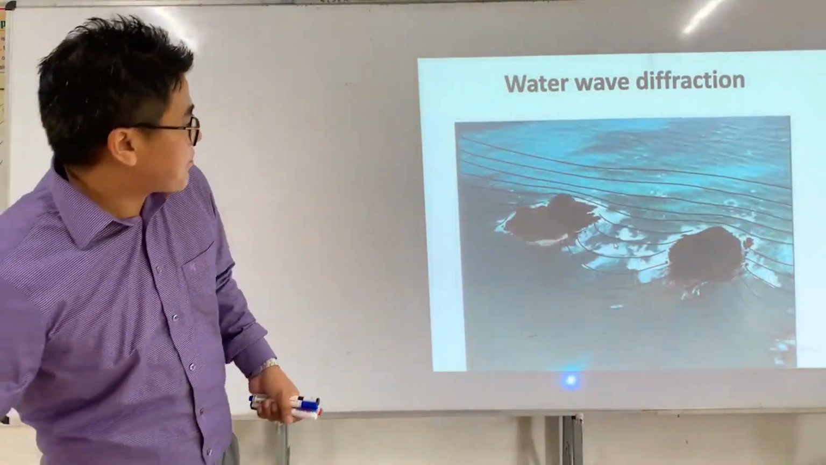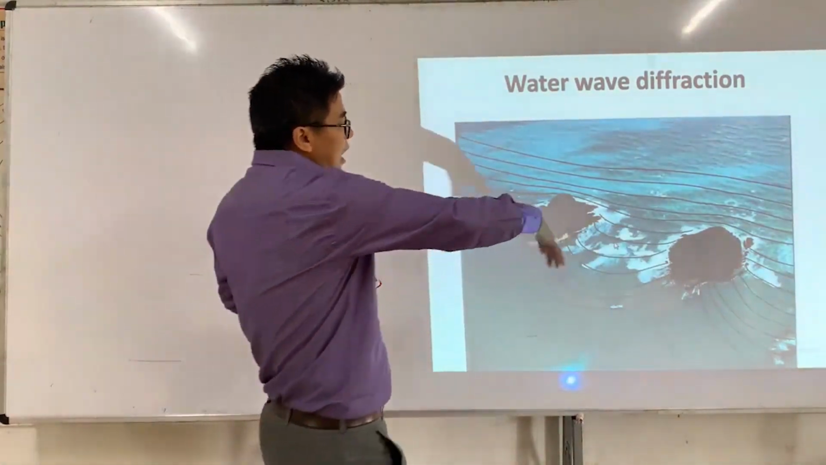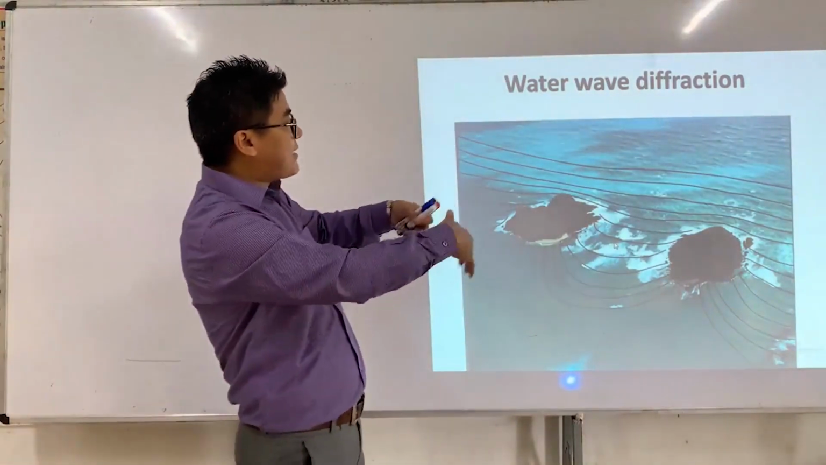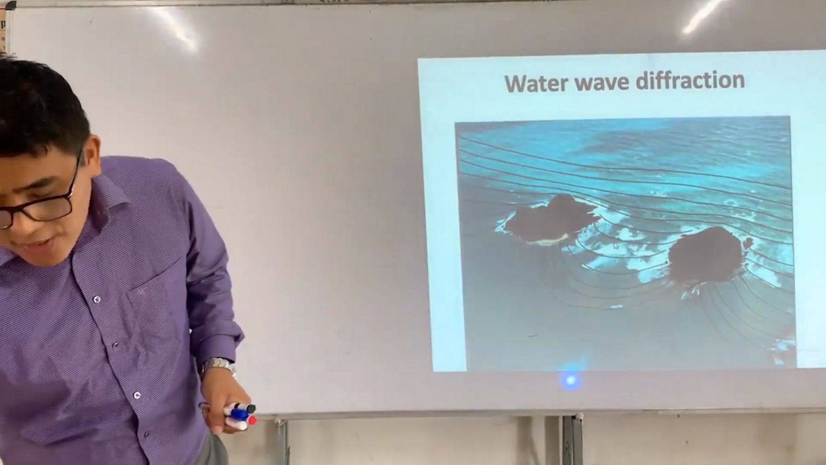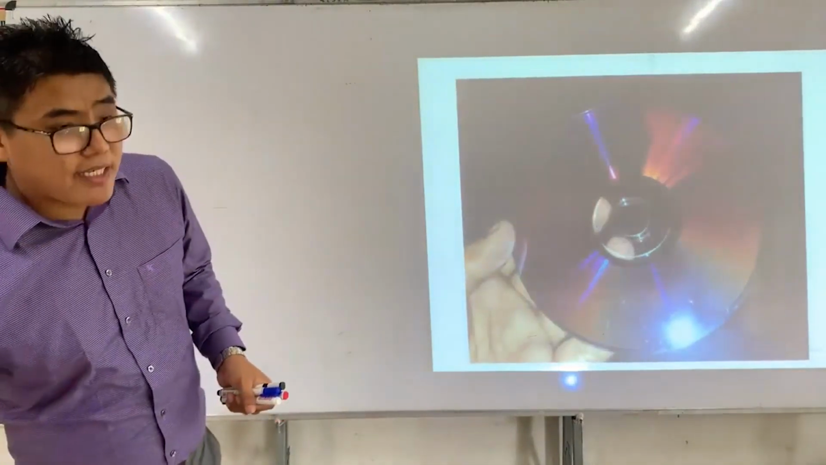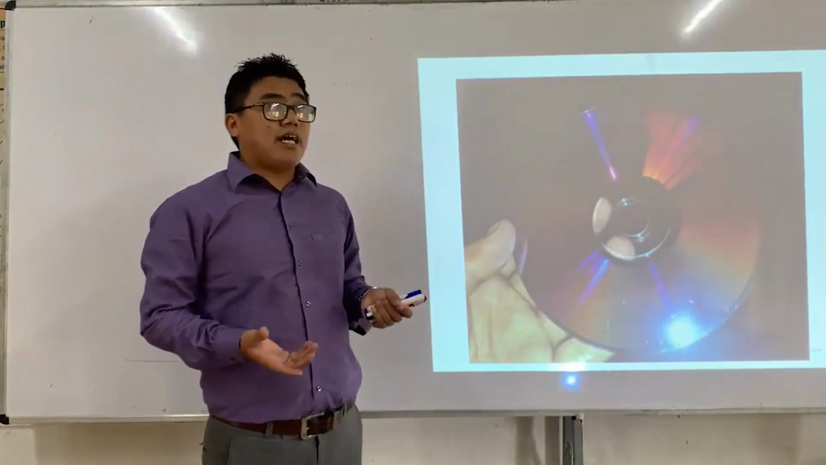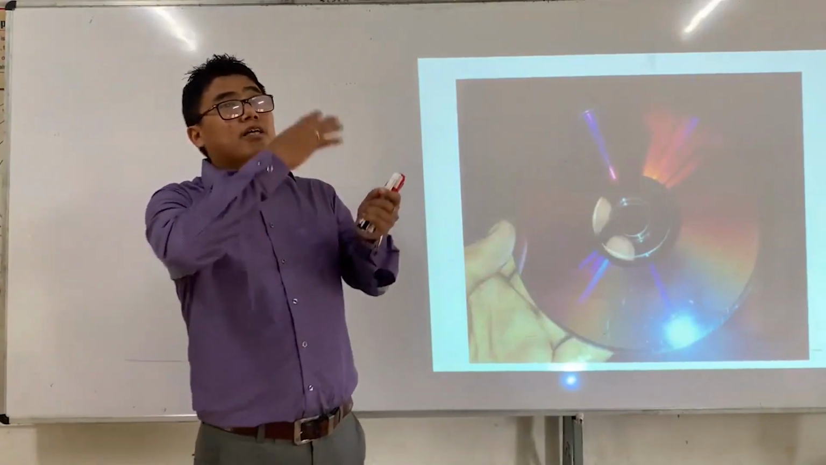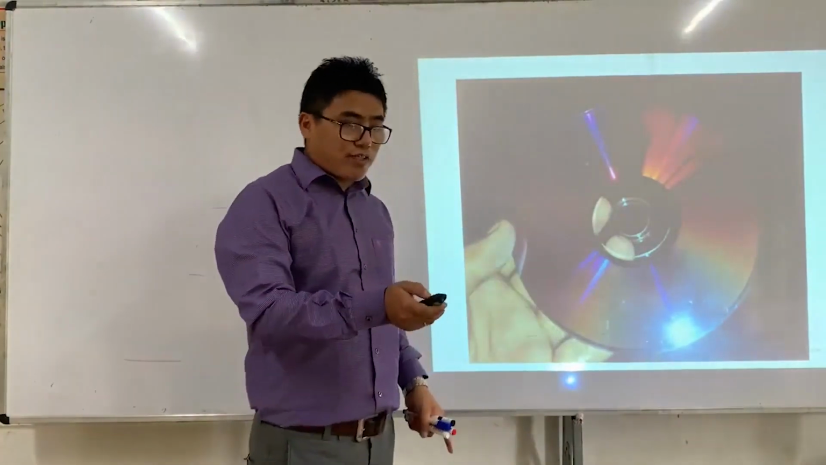Another example is this. Again, these two are the obstacles. When water waves encounter these two obstacles, you see diffraction, the spreading of the water wave taking place, and this is what we call diffraction of water waves. And now look here. Again, we find diffraction in a CD. You might have seen a CD with different colors on it. This is all because of diffraction.